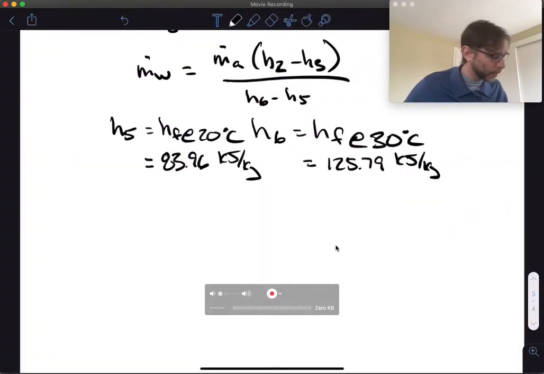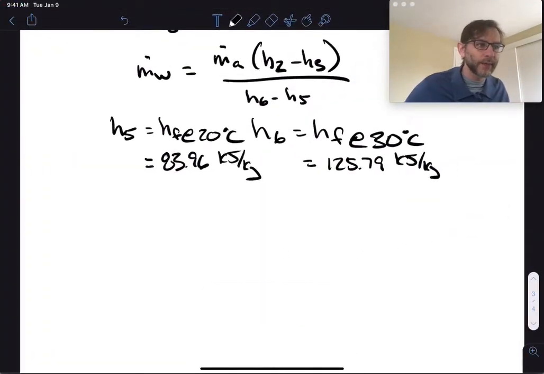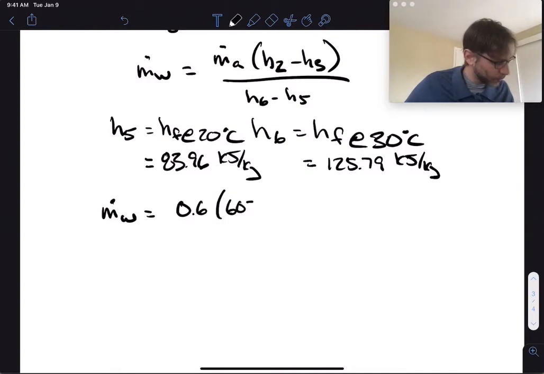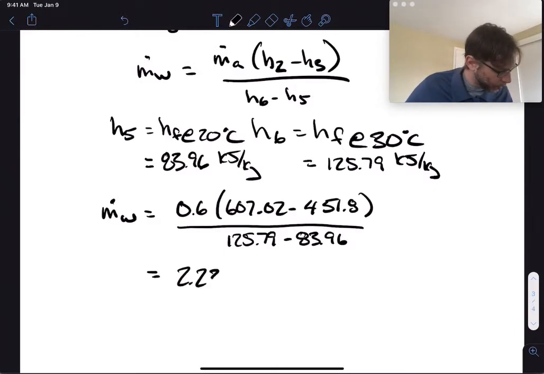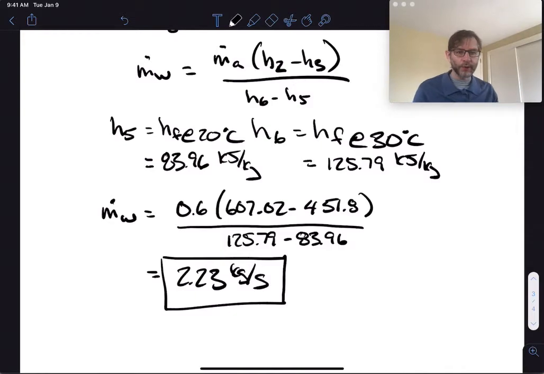So then we've got those that we need, and all we've got to do is put those into our equation and get the answer. So m dot of water is equal to 0.6607, which is the mass flow of air, these are numbers we found before, times 502 minus 451.8, all over 125.79 minus 83.96, right? And then we just solve that in our calculator, and we get 2.23 kilograms per second. Okay, 2.23 kilograms per second is the answer.